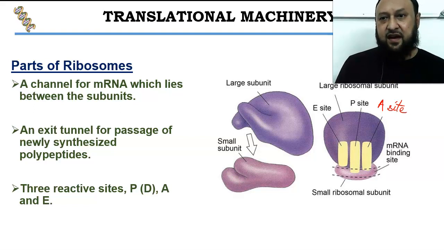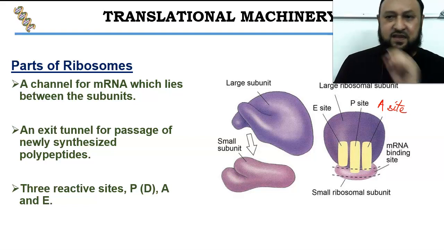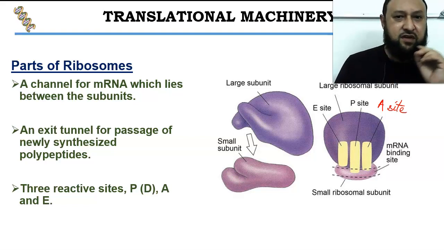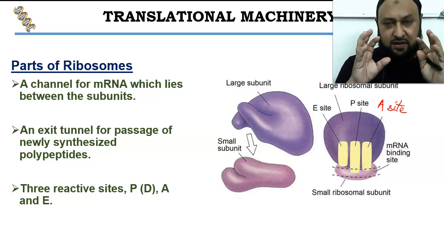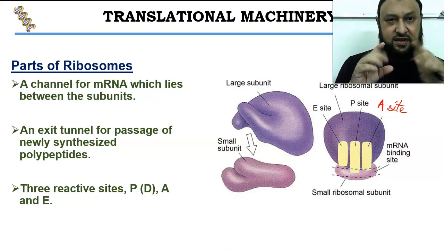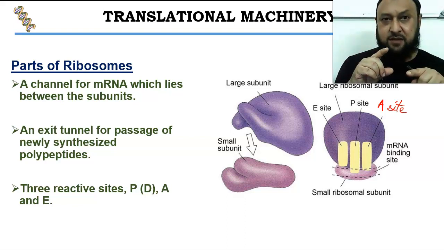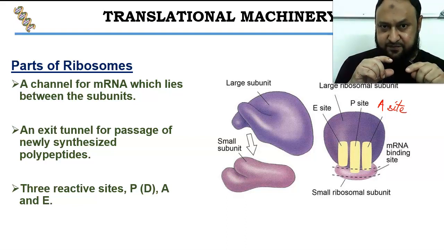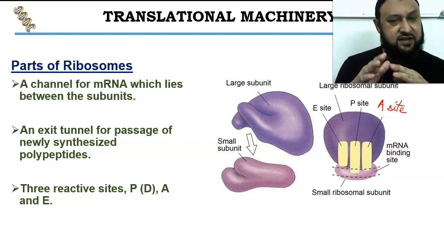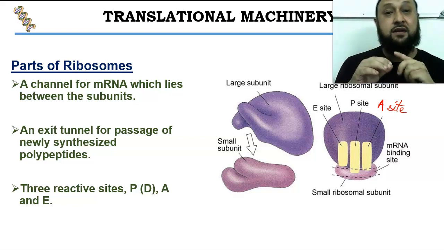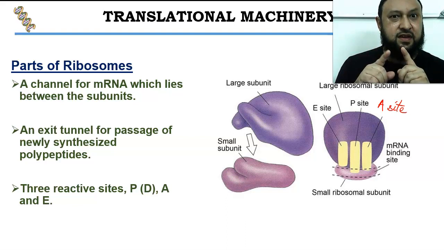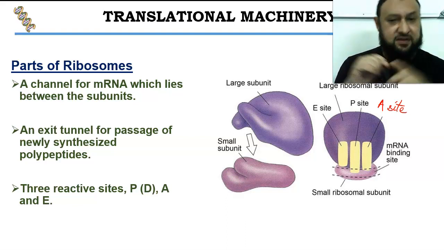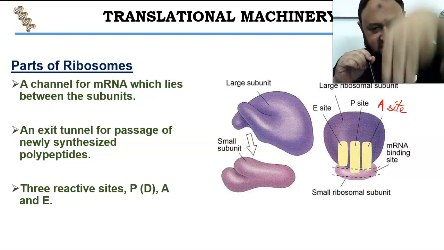Exit site means E site, and the P site, peptidyl site, is also called the D site. These three, the P, A and E sites, are the reactive sites, that means where some kind of process takes place. Entry of the charged amino acid along with the tRNA takes place through the A site, and exit takes place through the E site. And the actual recognition of the mRNA for the synthesis of the polypeptide chain takes place at the P site, which is right on the mRNA.